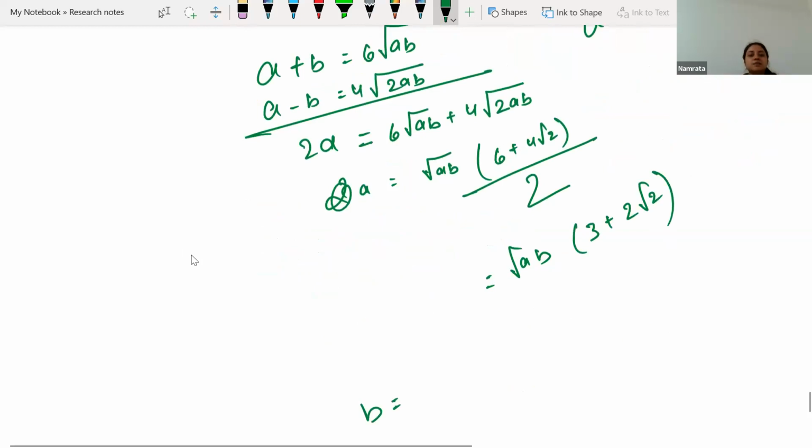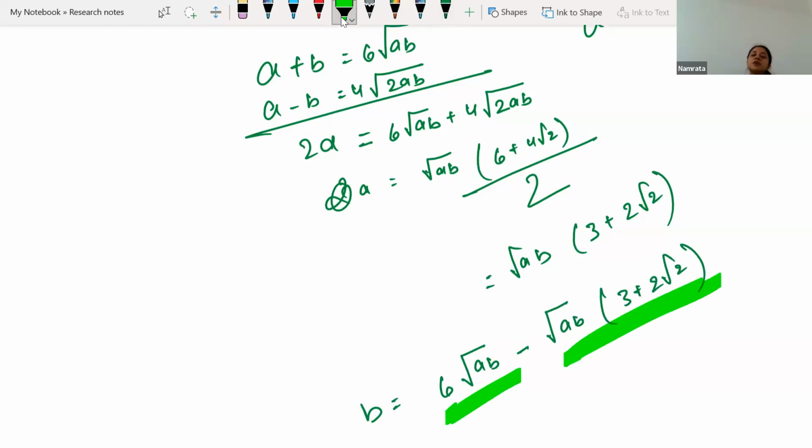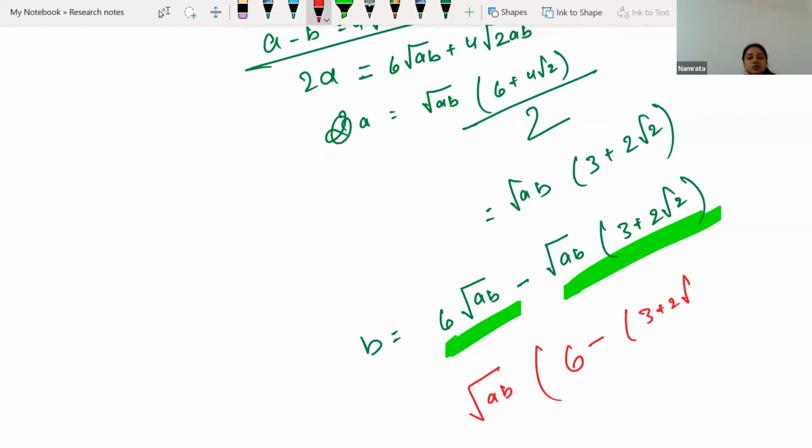The b value will be, from equation number 1, 6 root ab minus the a value. So the a value is root ab times 3 plus 2 root 2. From here also you can see two terms are there, the first term and the second term. If from here also we take root ab common, let's see what we get. So taking root ab common, we get 6 from here minus 3 plus 2 root 2. So minus 3 minus 2 root 2. Is it okay? Yes, ma'am.